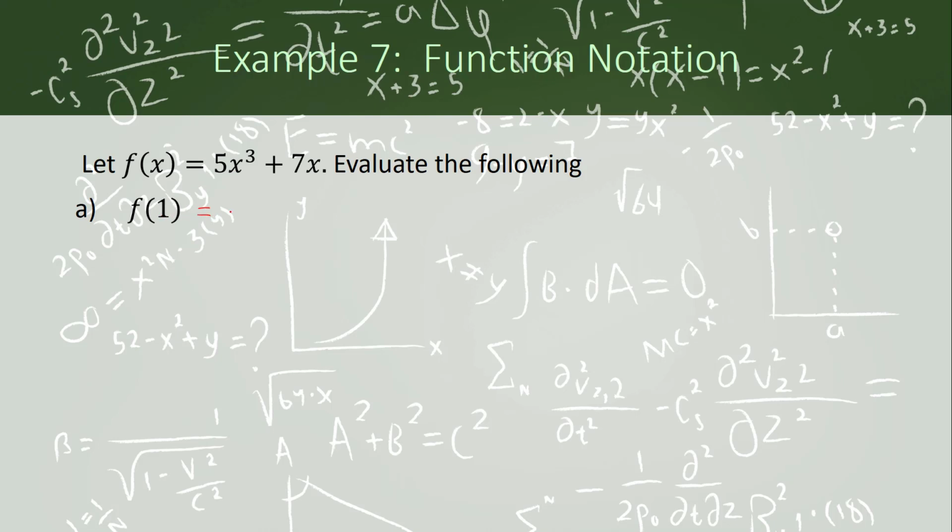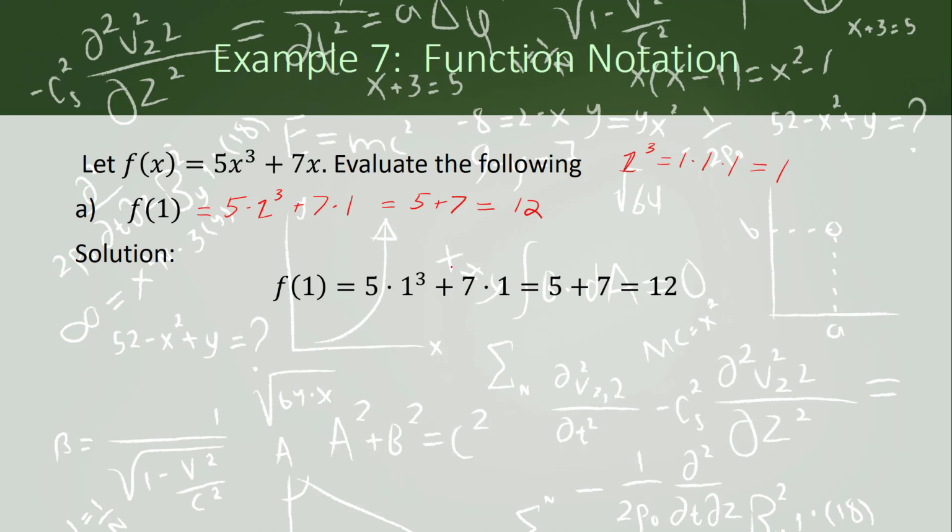So this is going to be equal to 5 times 1 raised to the 3rd power plus 7 times 1. Well, 1 raised to the third power, fortunately, is just 1 times 1 times 1. That's what that power means, which is equal to 1. So 5 times 1 cubed is just 5. 7 times 1 is just 7. This is equal to 12, which is what we have here.